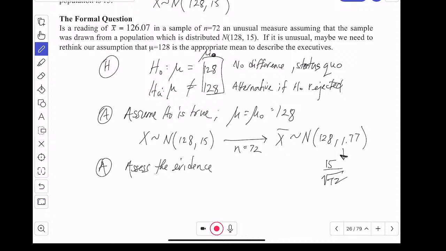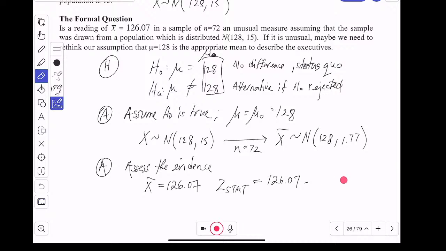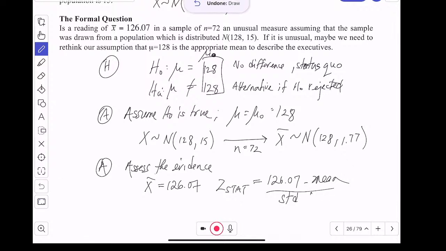So assess the evidence means take my real sample mean of 126.07 and standardize it, get its z-stat. So I take 126.07 and I need to minus its mean and divide by the standard deviation or the standard error. Remember, we call it standard error, but it's really the standard deviation. We just use that name when we have to put estimates inside. I'm going to keep calling it standard deviation. I think it makes more sense here.